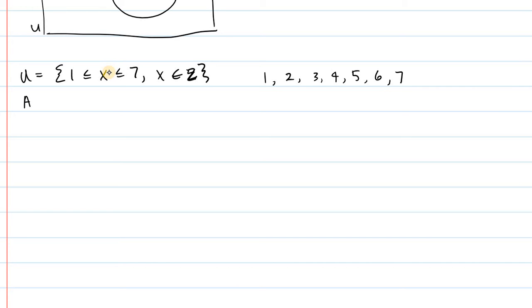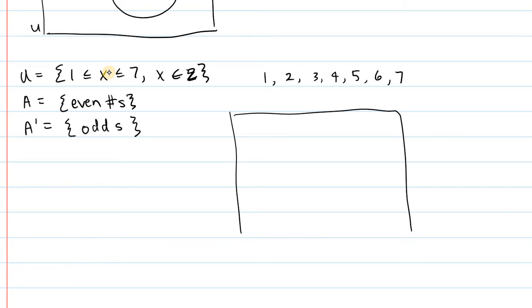Now say that we have a set called A that is even numbers. Recall from our previous lesson, what would be the complement of A? If you said odd numbers, you are correct. All right, so let's draw this set. So the box represents the universe, so that's going to contain all of the numbers 1, 2, 3, 4, 5, 6, 7.